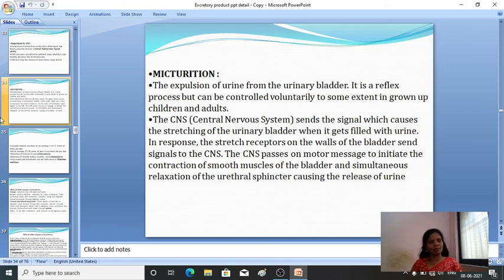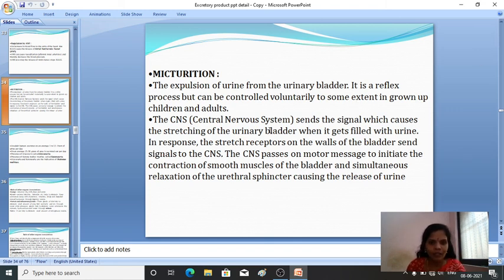Next, another concept is micturition. So again, what do you mean by micturition? It is the expulsion of urine from the urinary bladder. Okay. So from the kidney, after the complete filtration, the urine is stored in the urinary bladder before elimination. From the urinary bladder, it is a reflex, but it can be controlled voluntarily to some extent in grown up children and adults.